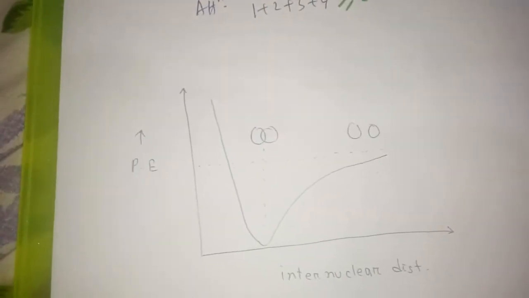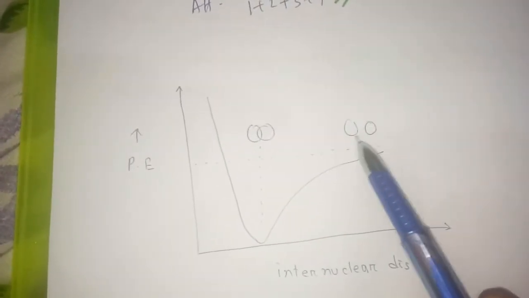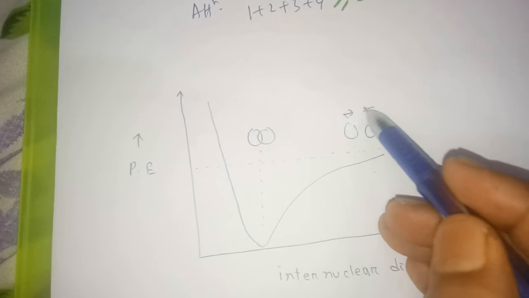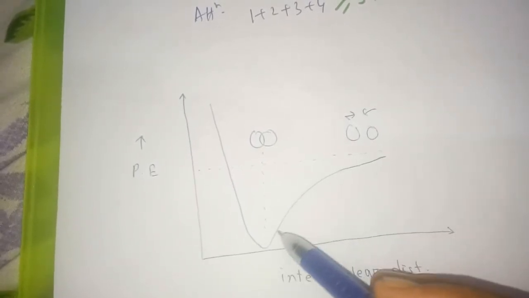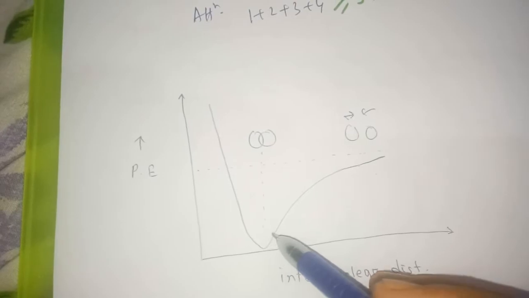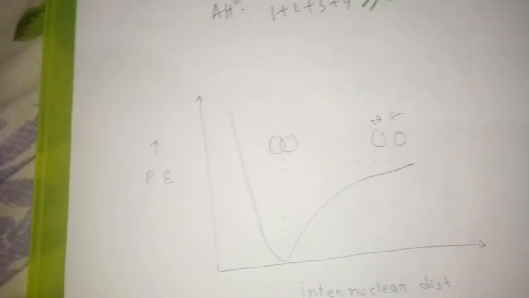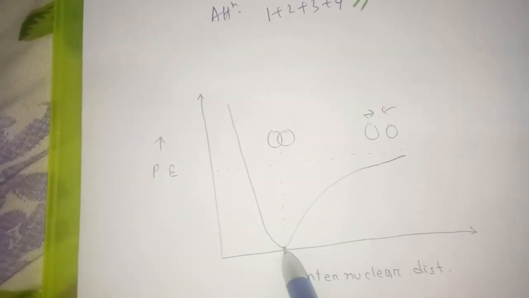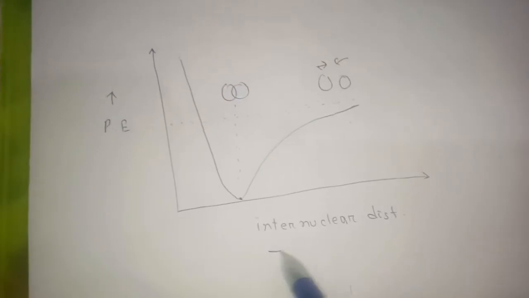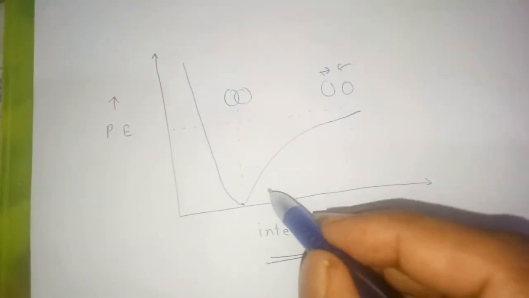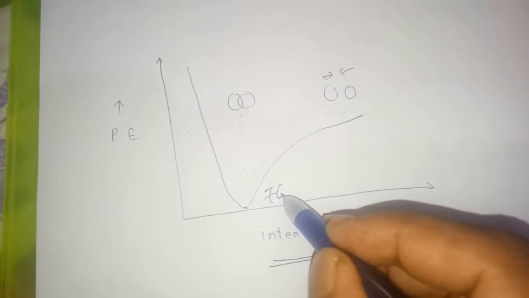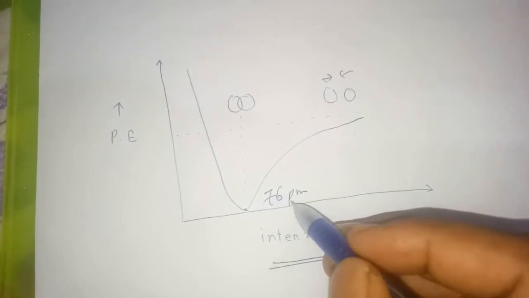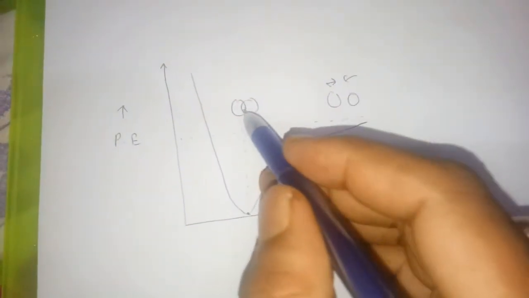This is your potential energy curve. Two atoms are away from one another. When they come closer to one another, the force of attraction increases. And remember, attraction is negative energy, repulsion is positive energy in chemistry. So when they come closer, more and more attraction takes place, and at this point, this is your internuclear distance. At nearly about 76 picometer, when the two nuclei come to 76 picometer, bonding takes place.